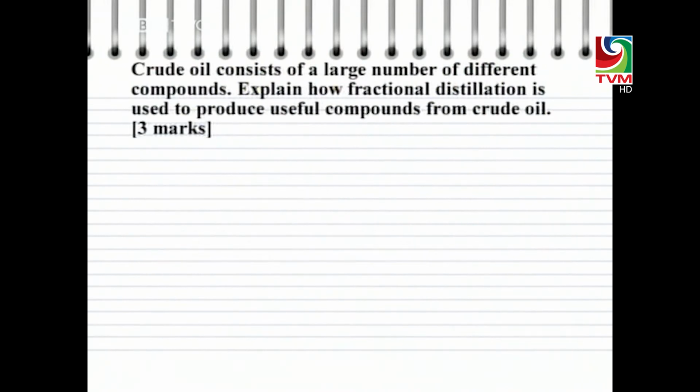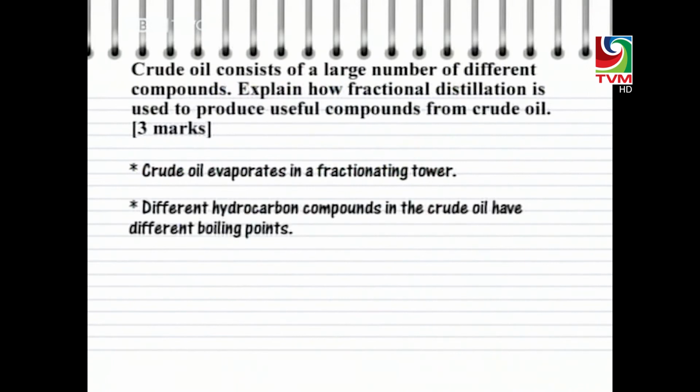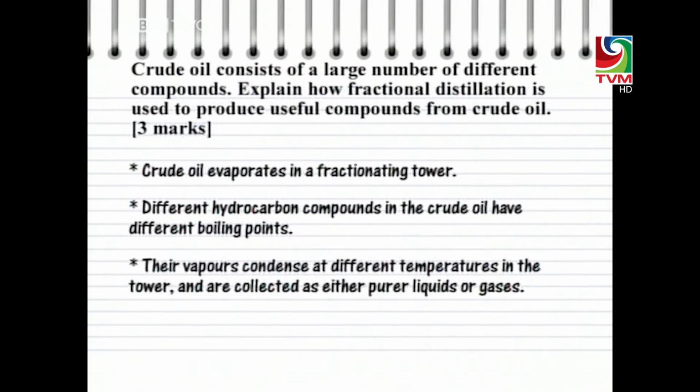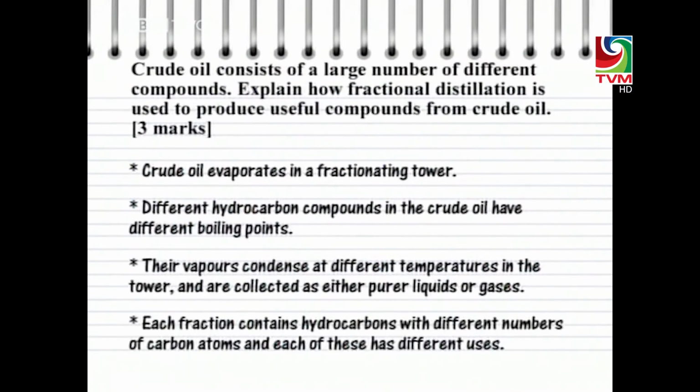A fairly full answer would go something like this. Crude oil evaporates in a fractionating tower. The different hydrocarbon compounds in the crude oil have different boiling points. That means their vapours condense at different temperatures in the tower and can be collected as purer liquids or gases. Each fraction contains hydrocarbons with different numbers of carbon atoms, and each of these has different uses.